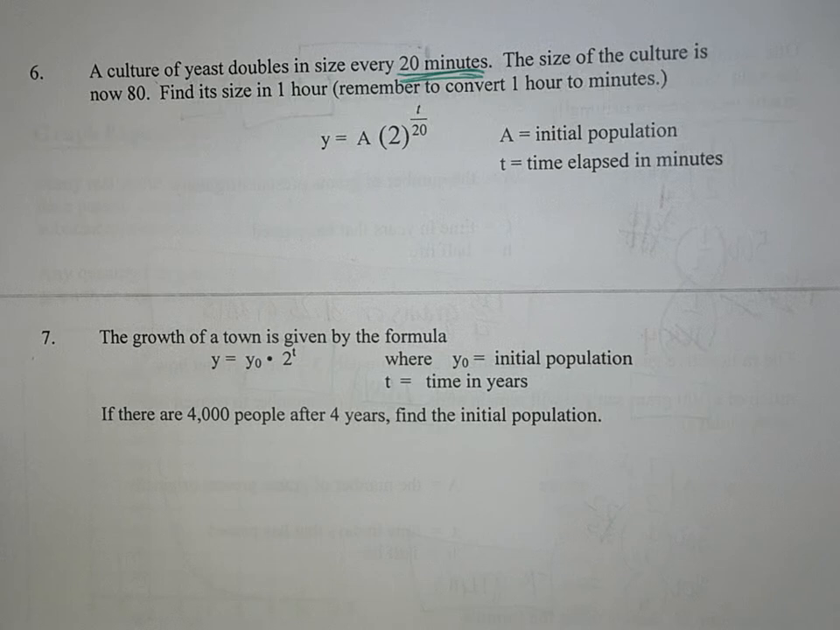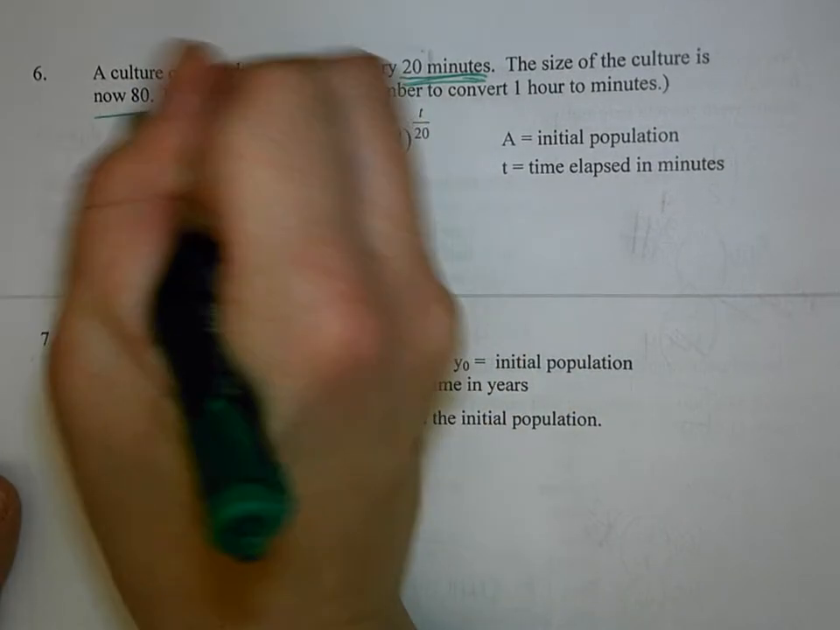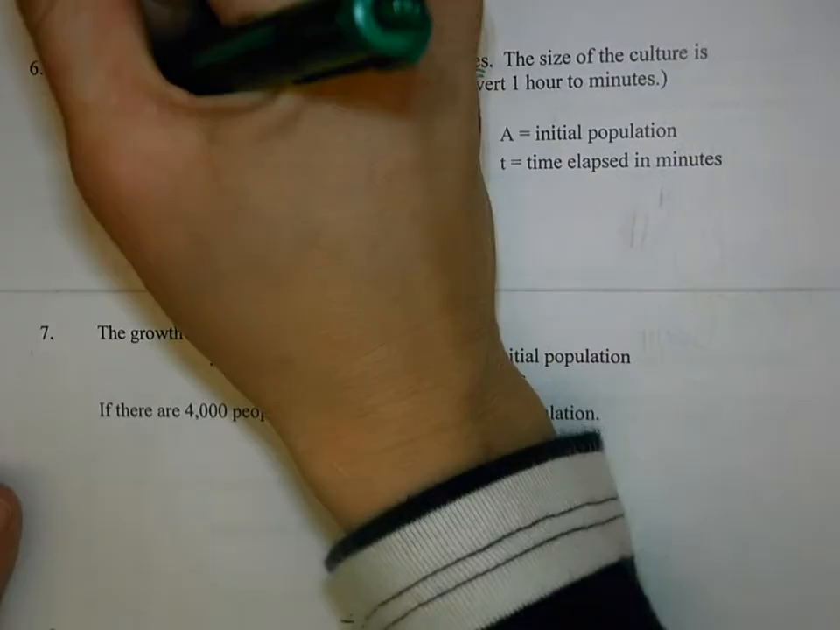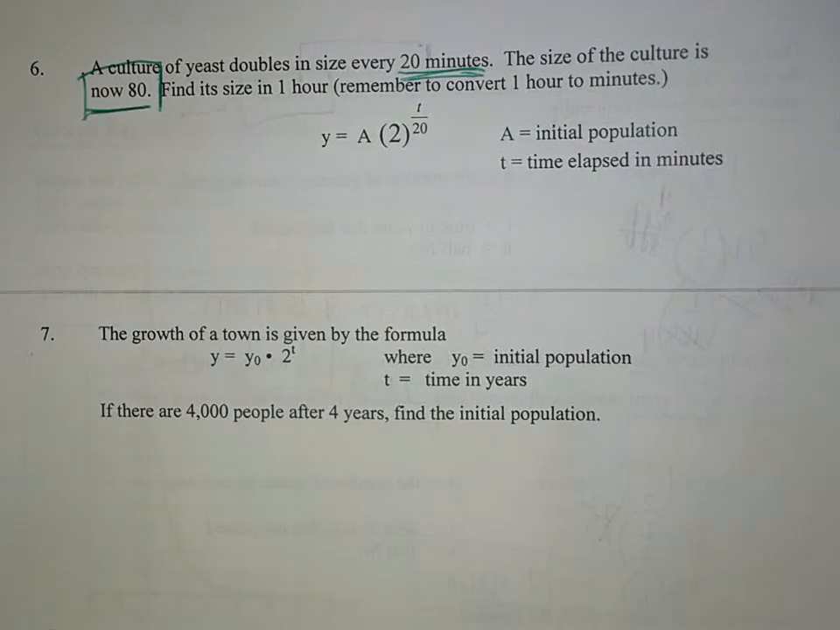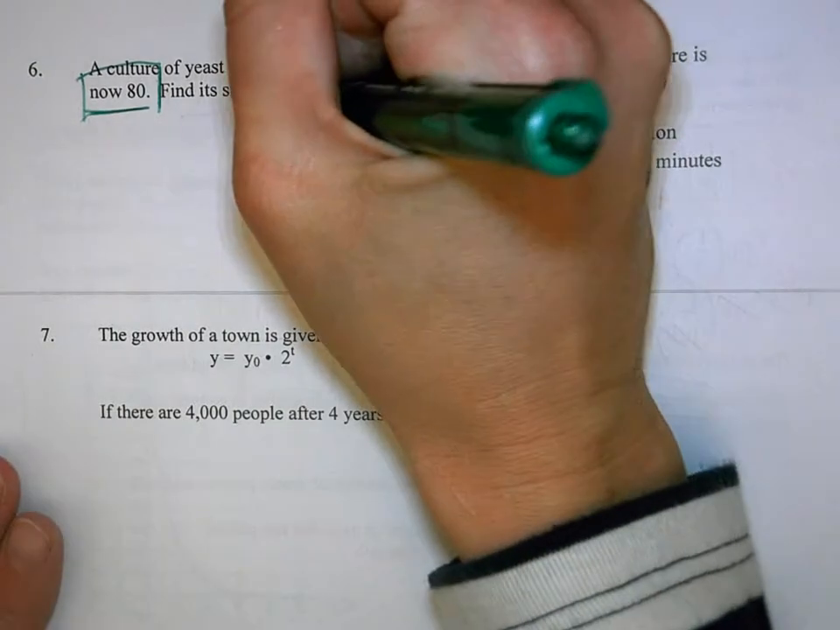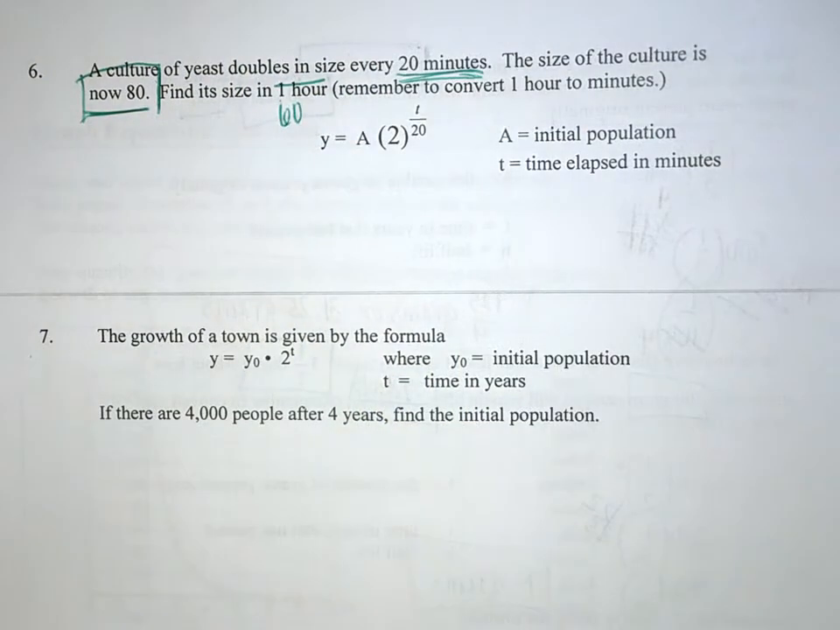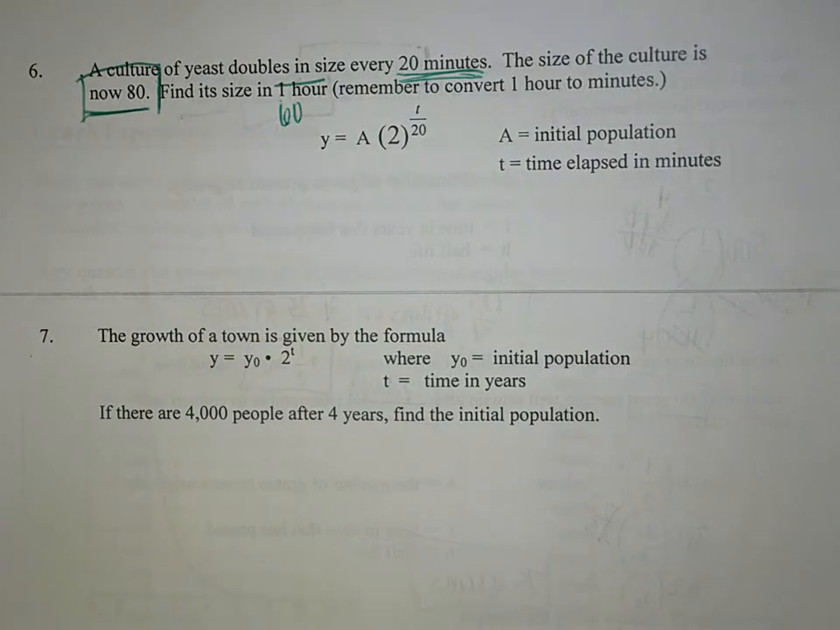The size of the culture is now 80. So it's saying it's now 80. It's not saying that it started at 80. Find its size in 1 hour, which should be 60 minutes. So it's saying that right now it's at 80 and it wants you to find it in 60 minutes. So you're going to go ahead and decide that the initial population is 80 because that's your starting point.